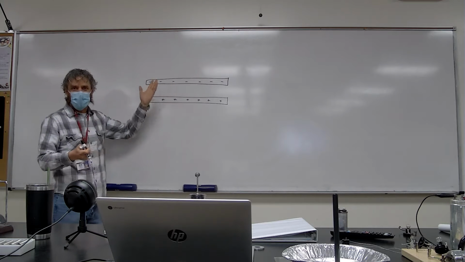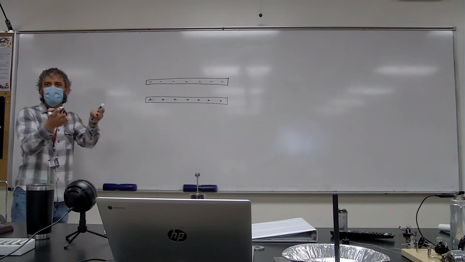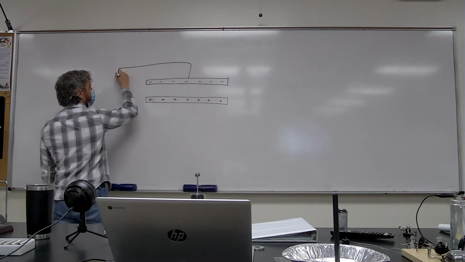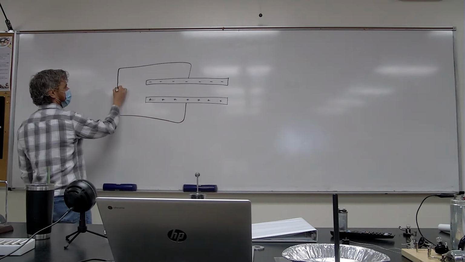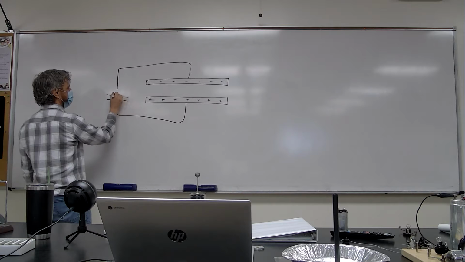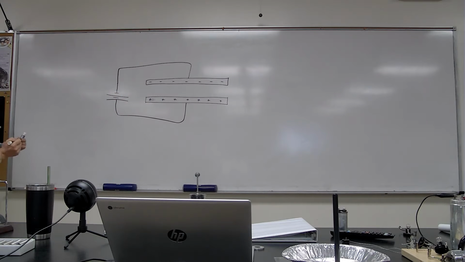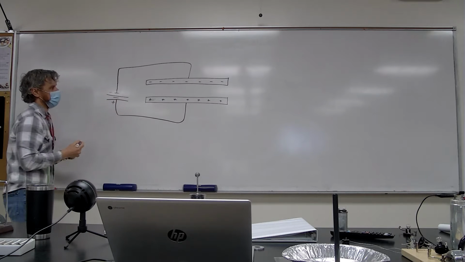How do I set this kind of a system up? Well, I could just take two uncharged plates, put them close to each other, and then connect them to a battery. The symbol for a battery is that guy. If there are multiple battery cells, that's the schematic symbol for a battery. So here's a battery with the positive terminal here and the negative terminal there.